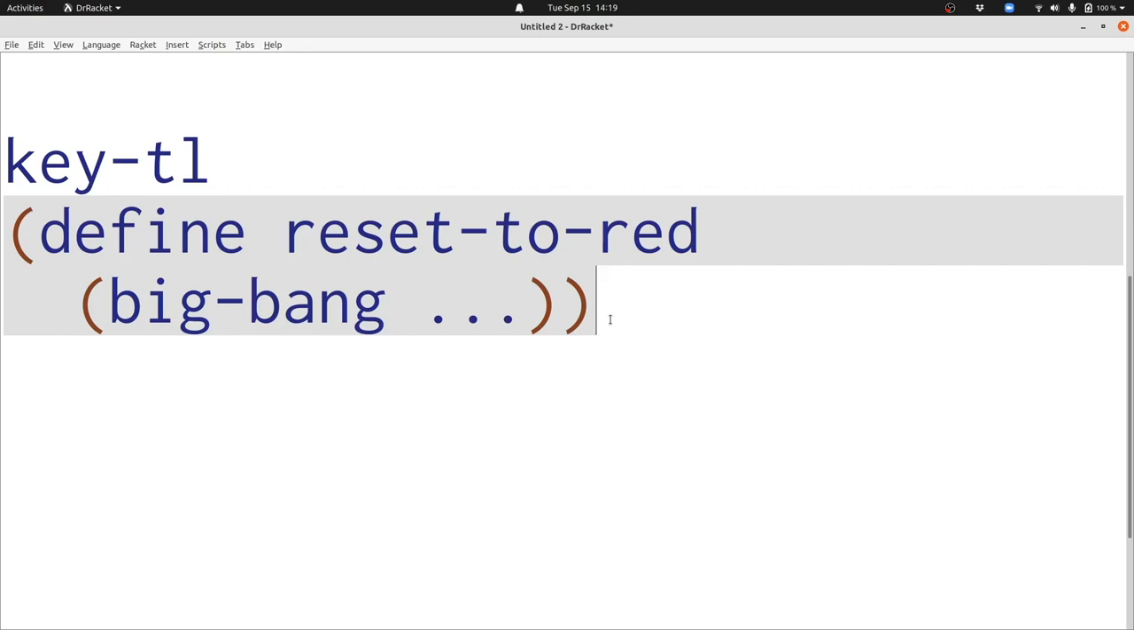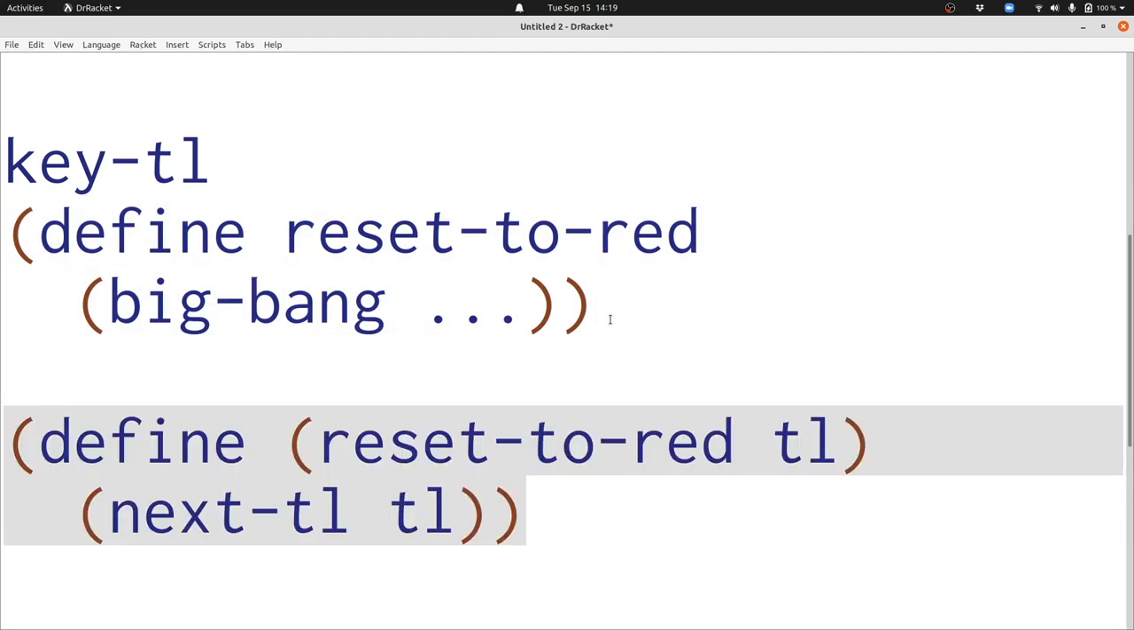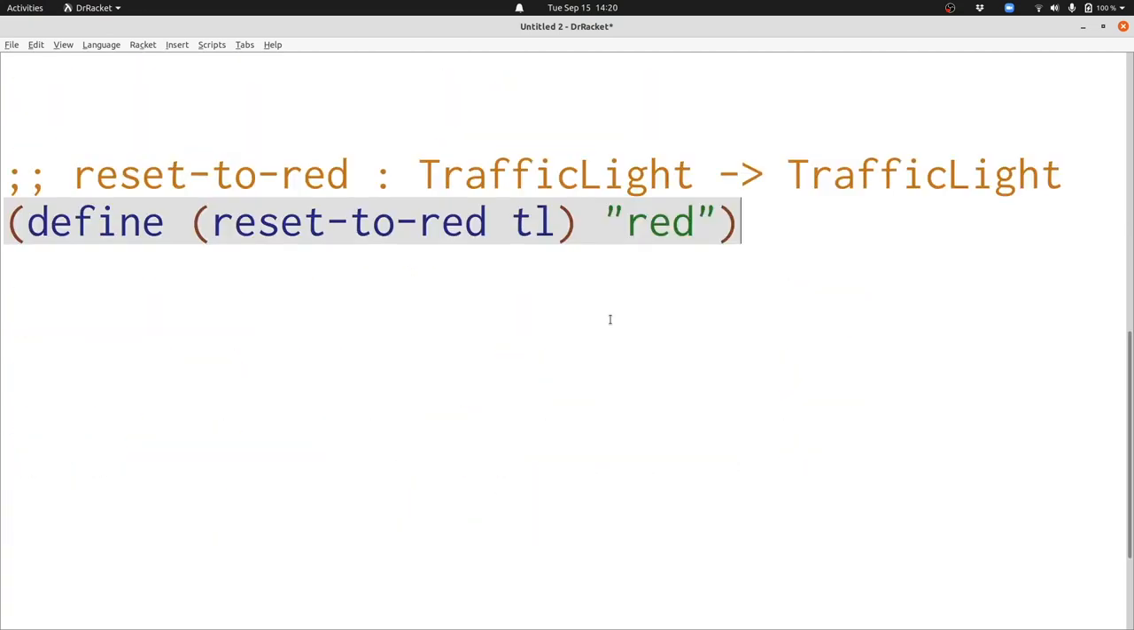Another instance of not following precisely the directions given in the instructions is people writing the resetToRed function so that it didn't always produce red. Here's a function that seems like it might be resetting things to red, but it isn't. This is just calling nextTL, and therefore, if you pass it green, it doesn't produce red. The correct implementation of resetToRed looks like this. Very simple, always produces red.